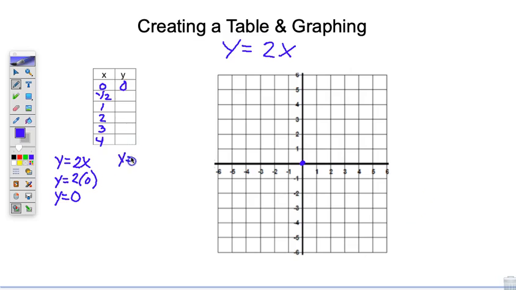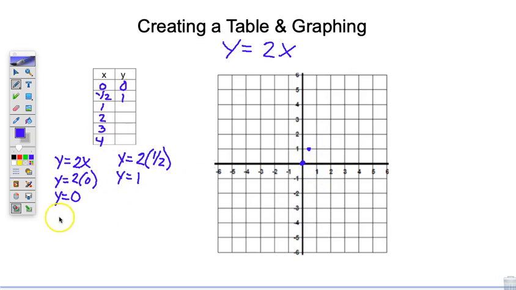I'm next going to move to the next value I chose, which is 1/2 for x. I'm going to keep the equation y equals 2x, but instead of that x, I'm going to put in 1/2. 2 times 1/2 will give me 1. So when x is 1/2, y is 1. Then I can graph 1/2, 1. If I go over to the origin, I go over to 1/2 and up to 1, and that point would be right there. I'm going to do that for every value here.